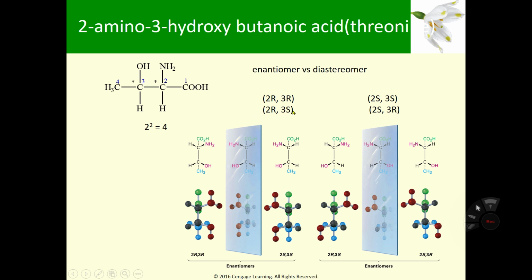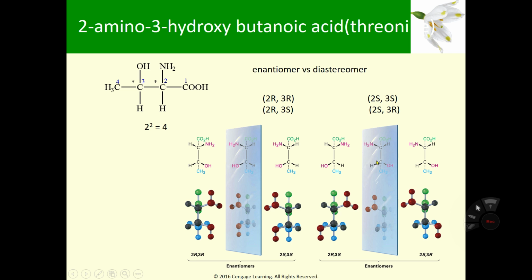Therefore, we can say these two isomers are in an enantiomeric relationship. How about these two? What's the relationship between 2R 3R and 2R 3S? We call it a diastereomeric relationship, right? How about these two? These two are also in a diastereomeric relationship. These two are also in a diastereomeric relationship, okay? These two are also in a diastereomeric relationship, all right?